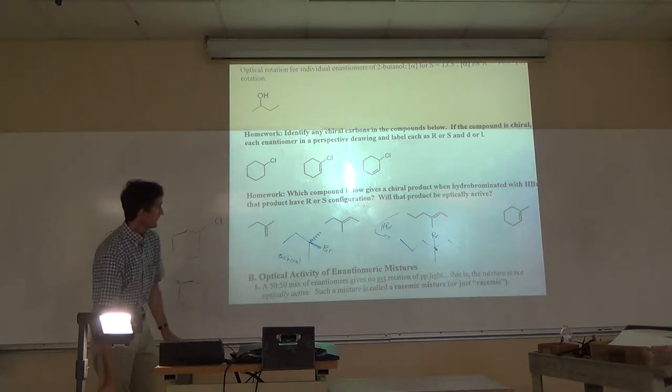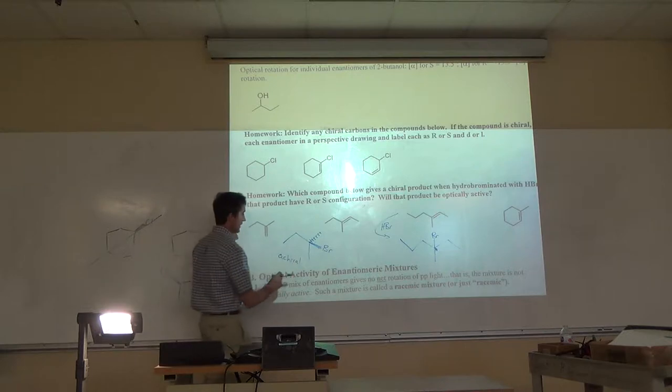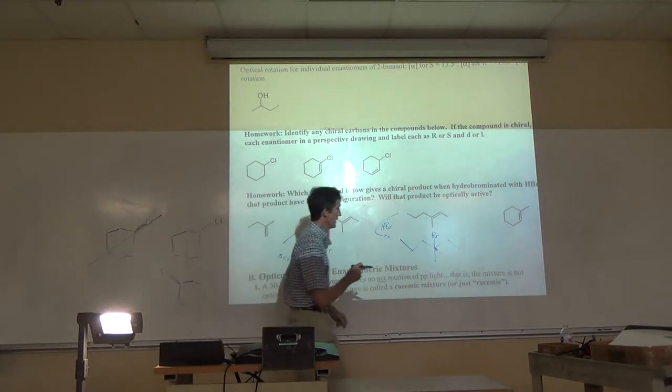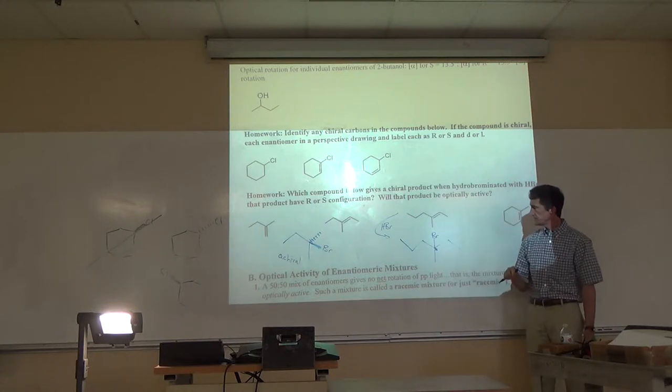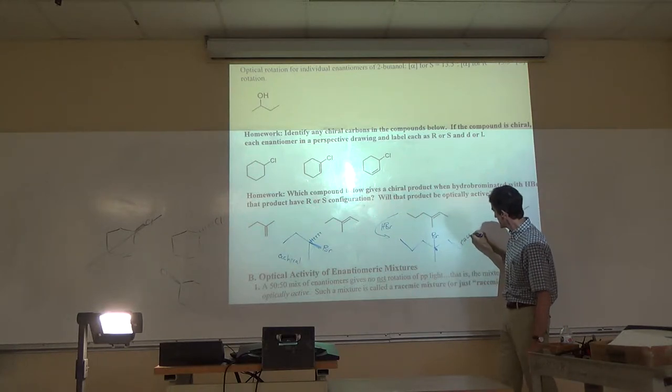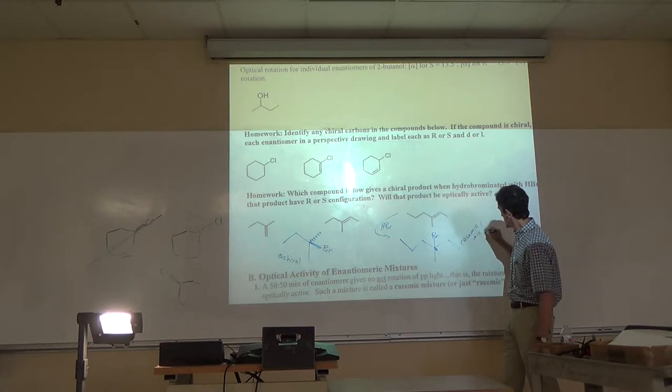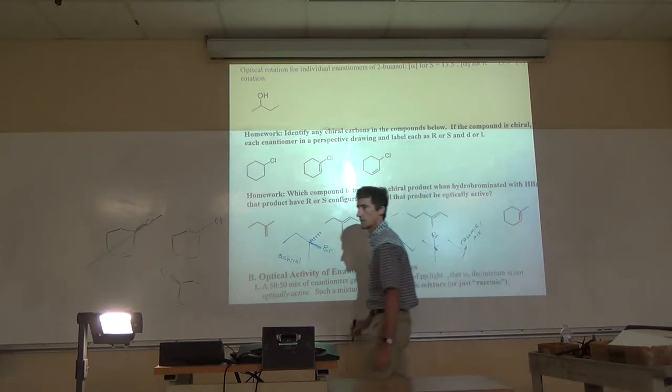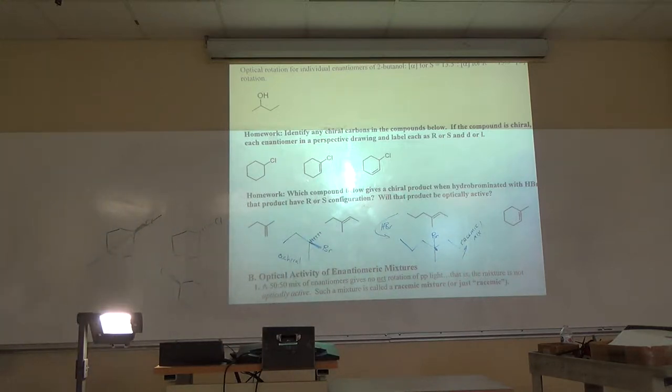Making sense? By the way, when we look at optical activity, we're going to see things like this. Well, let's answer the question here. First off, we'll see down here that this is going to give a racemic mixture. What's a racemic mixture? A 50-50 mix of the two enantiomers. You've already looked ahead and read the chapter. You're going to get a 50-50 mix of them. Equal mixture, 50-50.